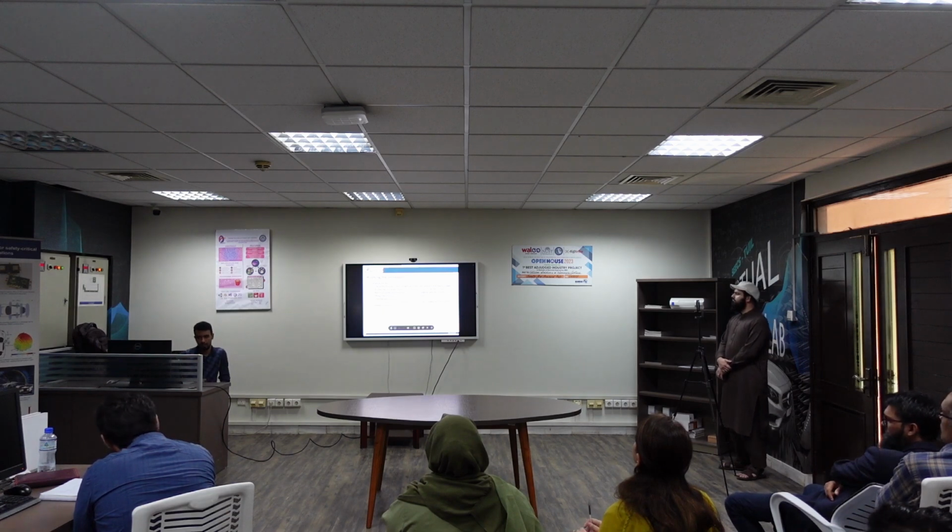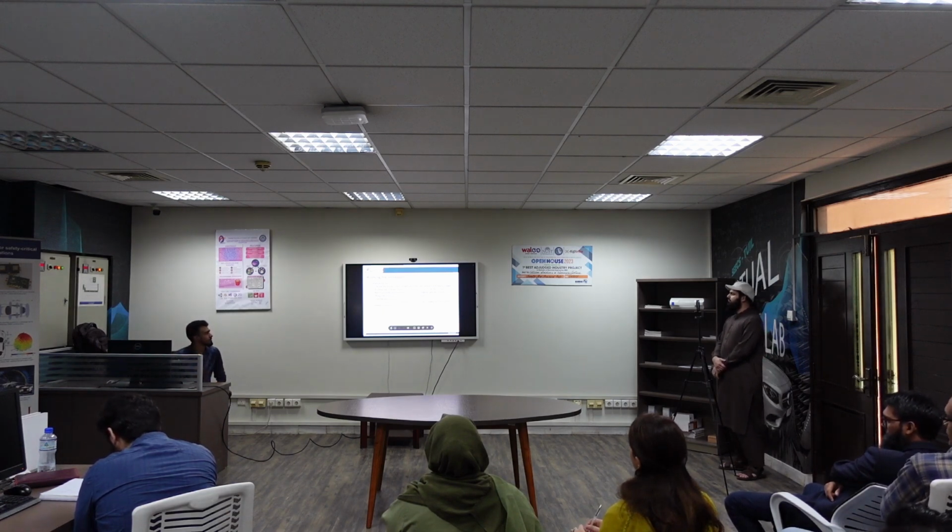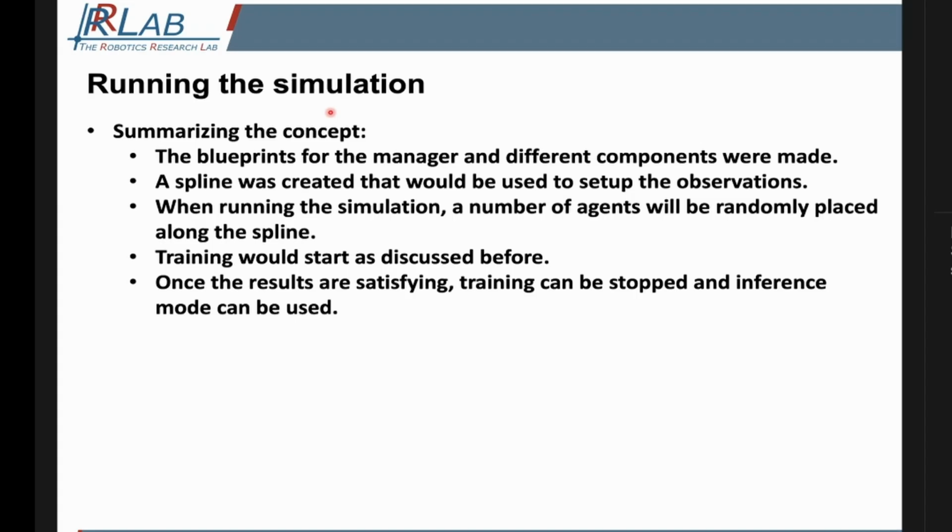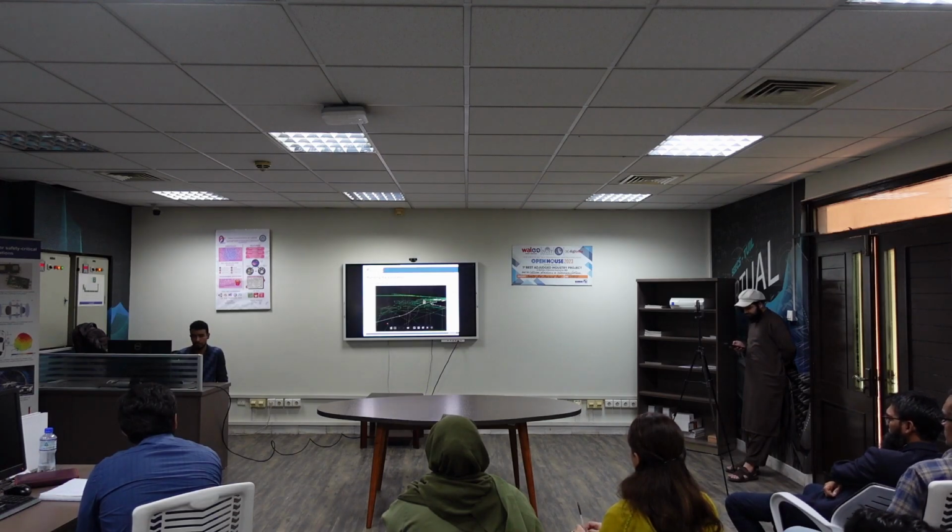Now running the simulation. Again, the idea quickly is that we have a blueprint for the manager and different components were added to the blueprint. The spline was created, and this is where we are getting our observation from. Then running the simulation, a number of agents were placed randomly along the spline. In my case, it was 5 agents. Training will start as discussed before, and once the results are satisfying, training can stop and we can do inference.